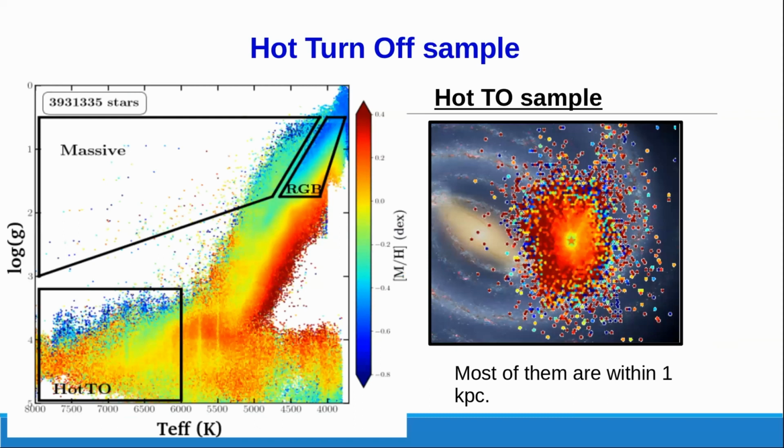Here, for example, we selected 3 different regimes in the Kiel diagram: the hot main sequence stars, the RGB above the red clump region, and some massive stars. We observe that the hot sample is quite metal rich because they are very young and very close to the sun.